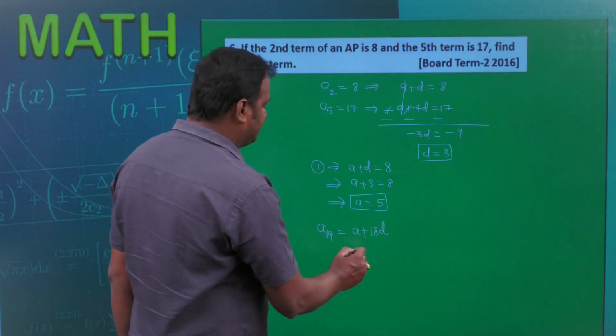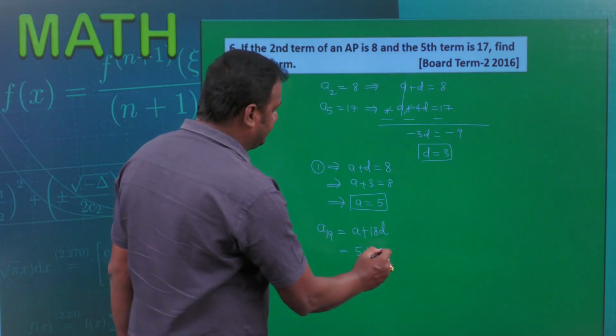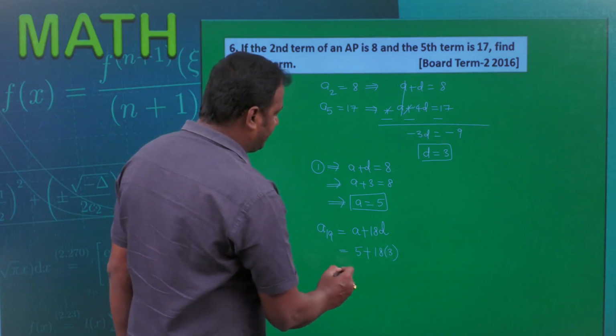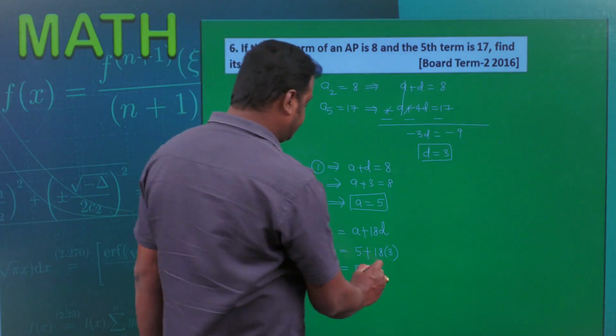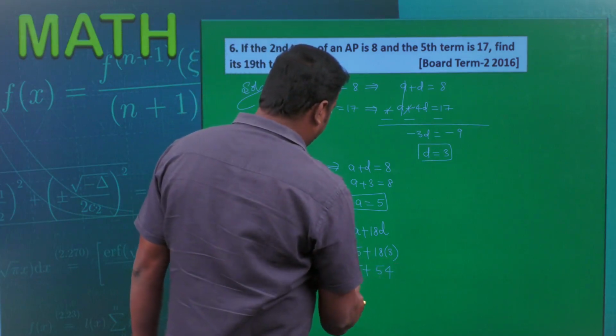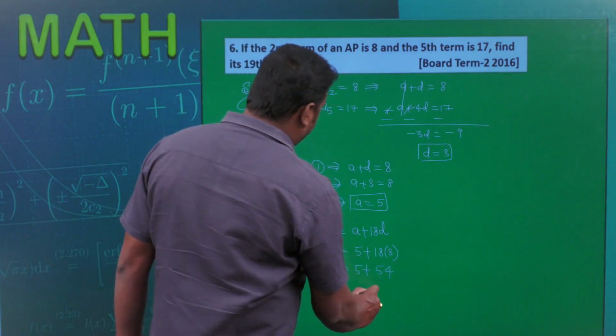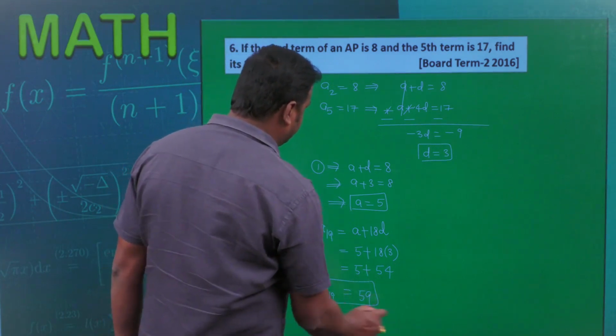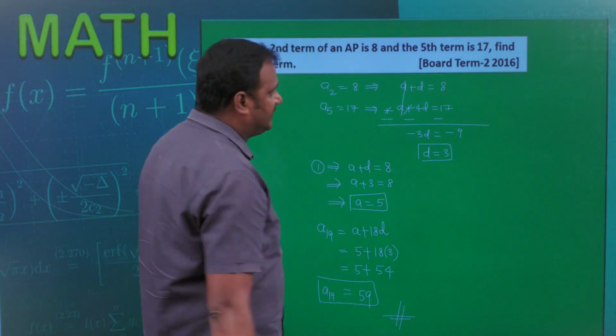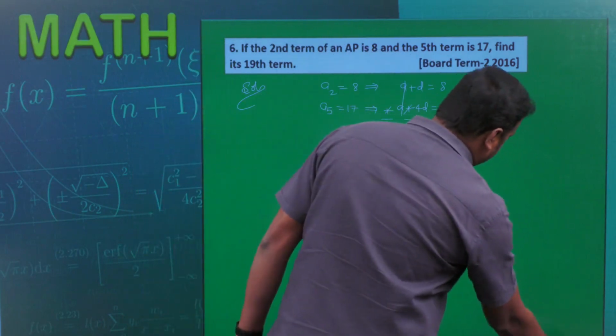That is, A is 5 plus 18 into D is equal to 3, which is equal to 5 plus, what is 18 3s? 54. 54 plus 5 is equal to 59 is 19th term of this arithmetic progression. Correct? So this way we can answer this problem.